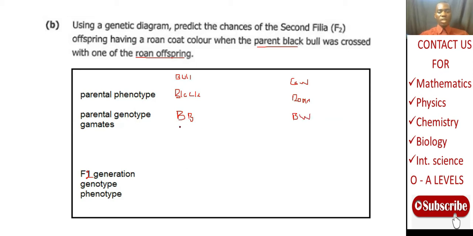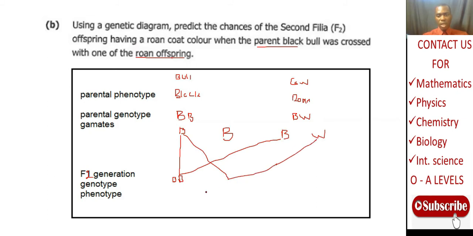Then gametes, you just have to write them one by one. So this B and that B, then that B there and the W. So you write them one by one and you go to crossing now. So it means that this one here is crossing with that one. So we have our B and B, meaning this B and that B. Then this same B here also has to cross with this one here, so that we have our B, W. Okay, we go to the second one.